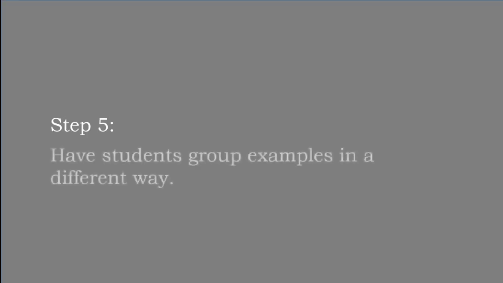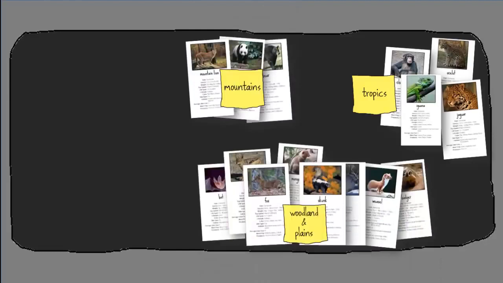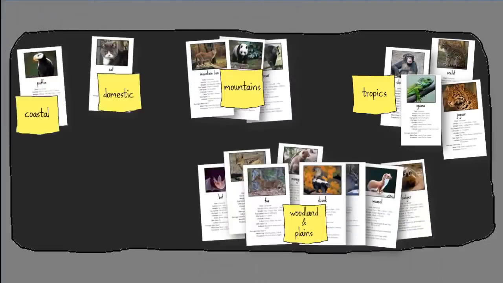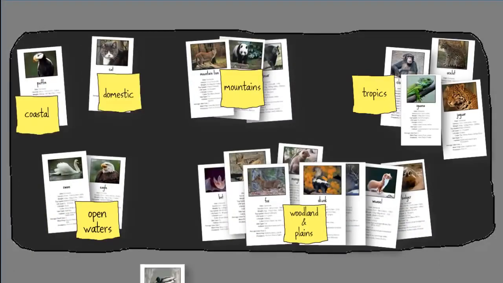The next step is not required if students are already approaching the concept you're hoping they'll learn, but it will result in more creative, higher-level thinking. Have students group examples in a different way and repeat the process. So now our group organizes their animals by habitat, theorizing that this type of organization allows scientists to more easily study ecosystems.